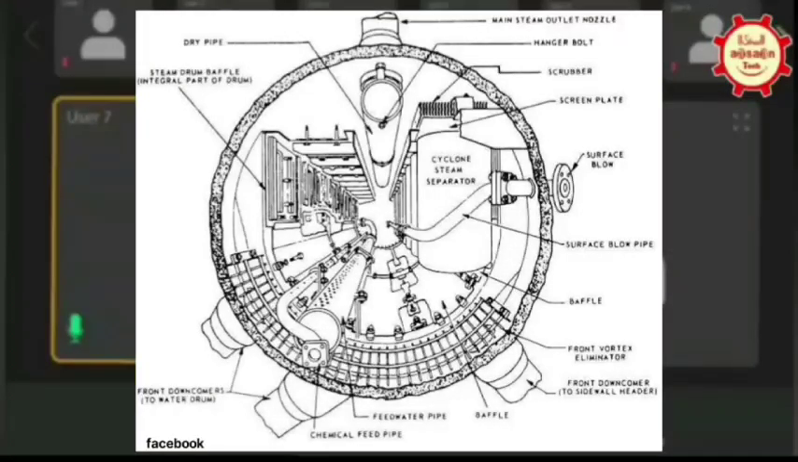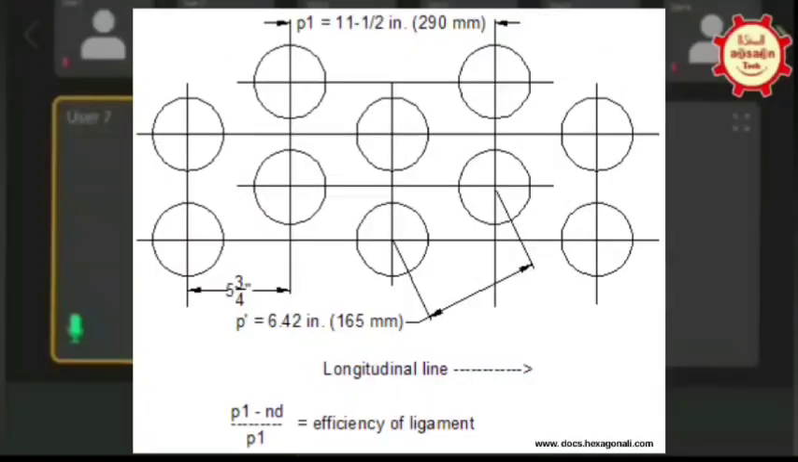Rakesh, in a steam drum, ligament efficiency is a very common phenomenon. You have to calculate your thickness based on the number of tubes, longitudinal and circumferential. The ligament efficiency is calculated to make sure the thickness of the drum is sufficient. So that is the intention.